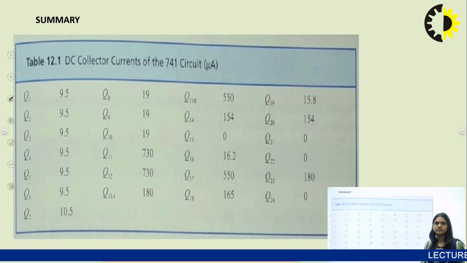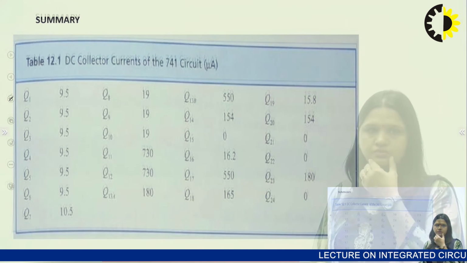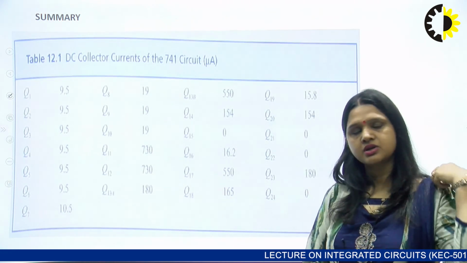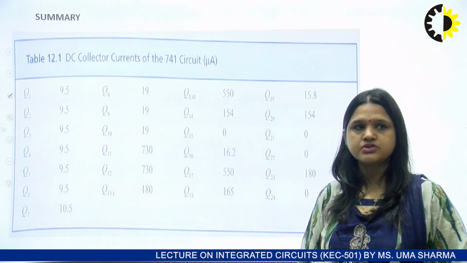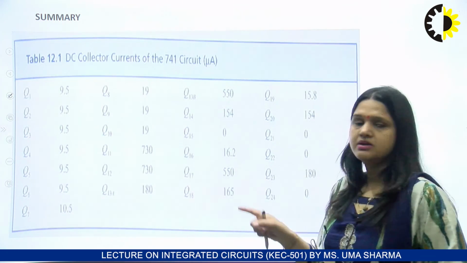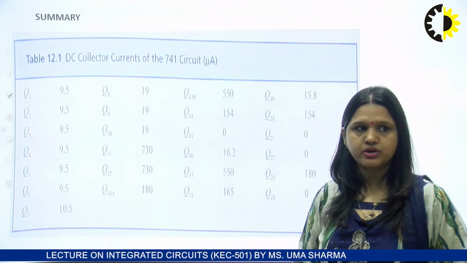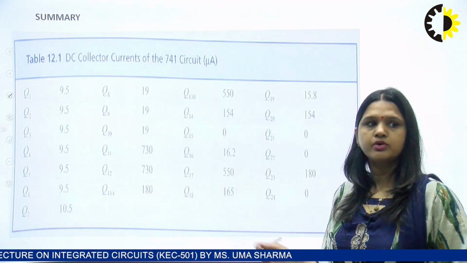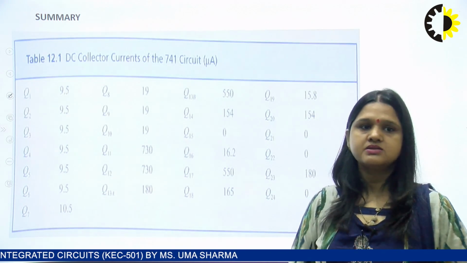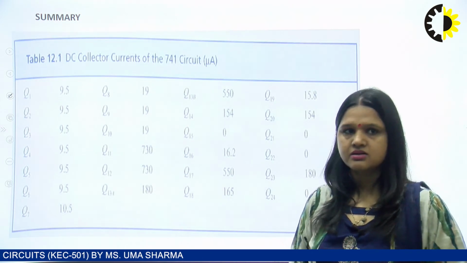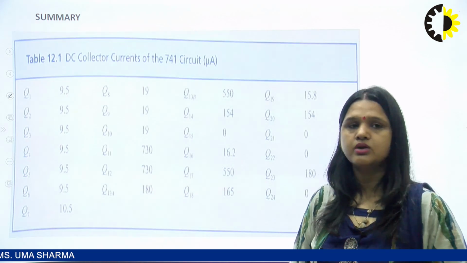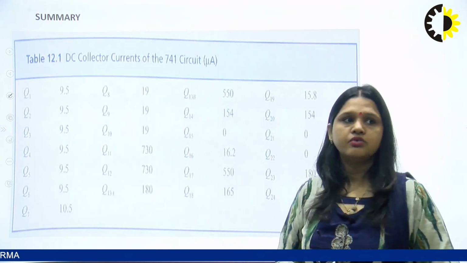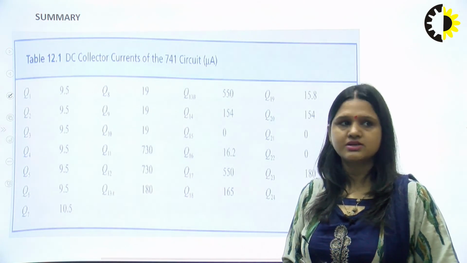So this is the summary. Till now, in my first lecture, we have discussed the DC analysis of the bias circuit as well as the input stage. In this lecture, we have discussed the DC analysis of the second stage and output stage. This table summarizes all these current components. This is the better way to remember all these values, because you know that the IC741 is a fixed circuit, and for the given device parameters you have to calculate all these values, and the value for any transistor is fixed, you cannot change that value.